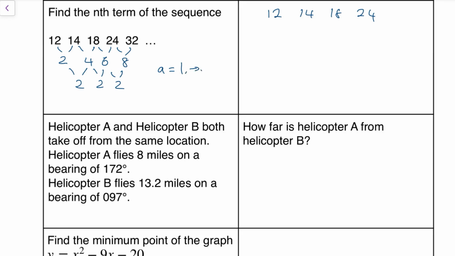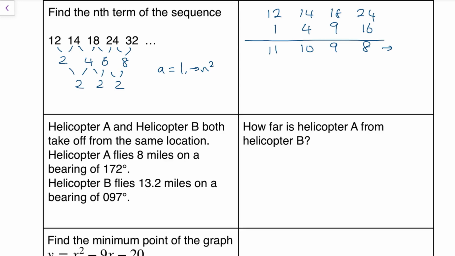I know this means that I've got an n squared. So if I write n squared, in other words, 1 squared is 1, 2 squared is 4, 3 squared is 9, 4 squared is 16, underneath my sequence, well, I'm going to take that away because I know that's in my sequence. So that leaves behind 11, 10, I can see where this is going, 9, 8.